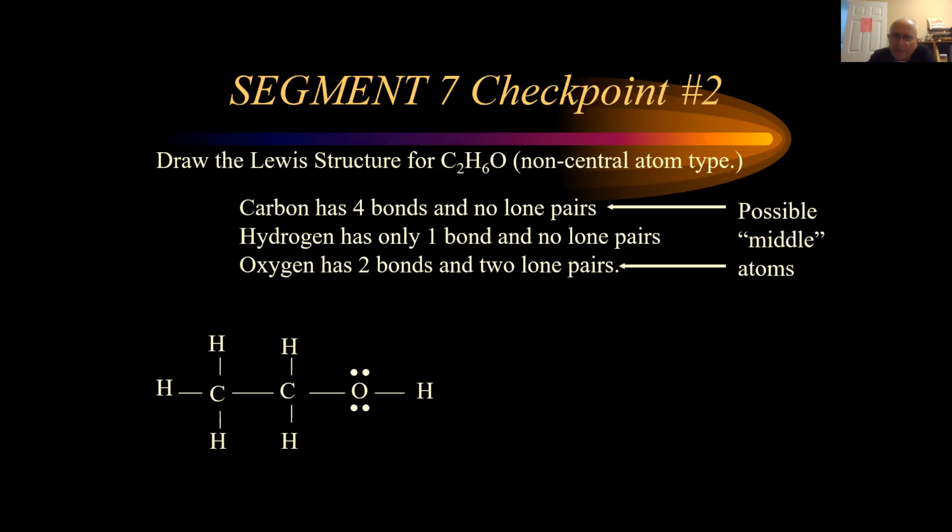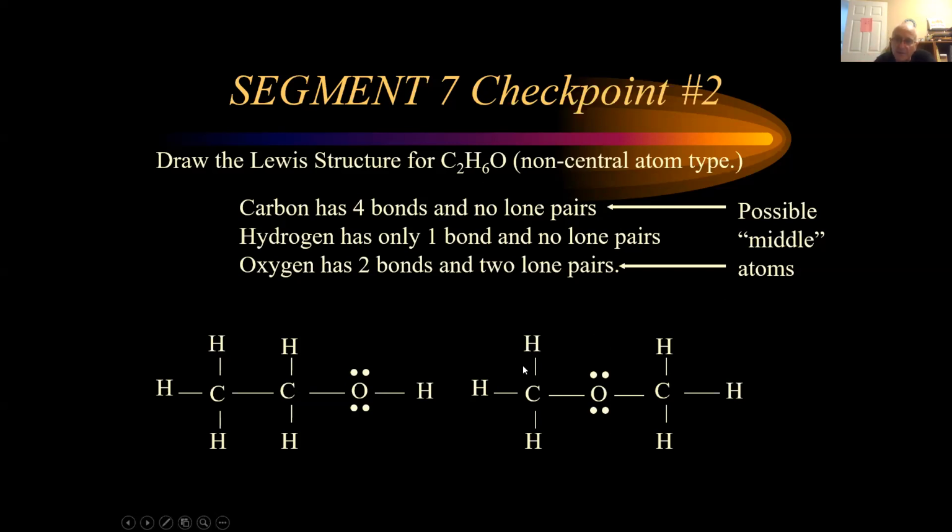Okay. All right. Now, so this is one of the molecules you can make that has this formula, C2H6O. Here's another one. You can put the oxygen in the middle. So remember, we had two choices. One, we put carbon in the middle. The other one, we put oxygen in the middle. And again, we've got 4 bonds to every carbon, 1 bond to every hydrogen. The oxygen has 2 pairs and two bonds in it.